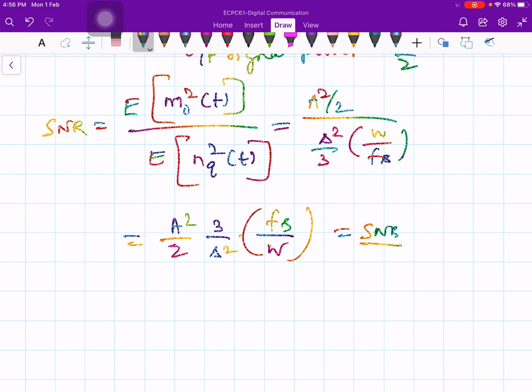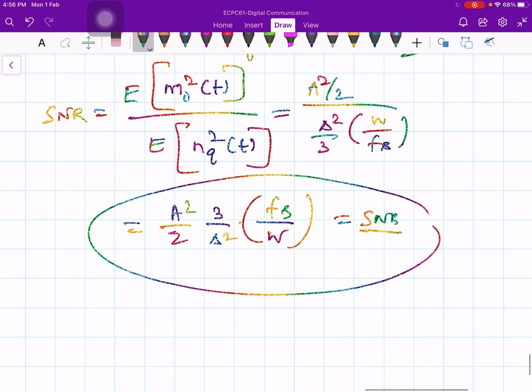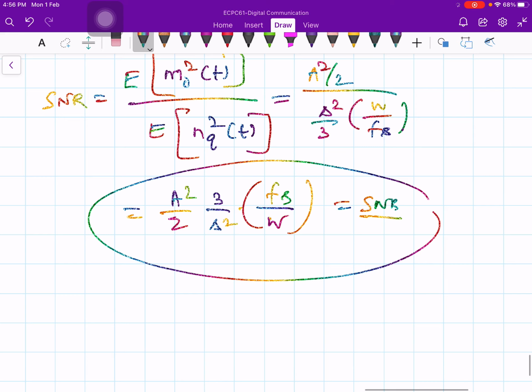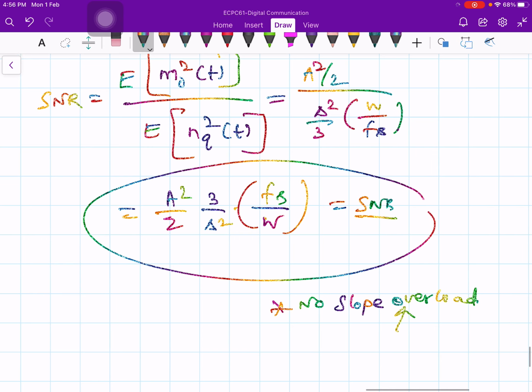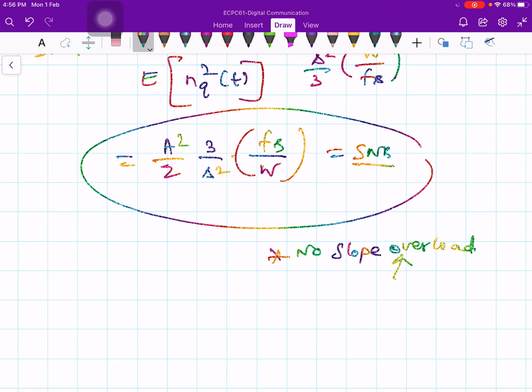Now we would like to use the restriction under which we are doing this analysis, that is, under conditions where there is no slope overload distortion. That means there is a restriction on the value of A. When will you get no slope overload distortion? When the slope of the message signal is less than the slope of the delta modulator. That's what we said. Now, how can we interpret this expression further?